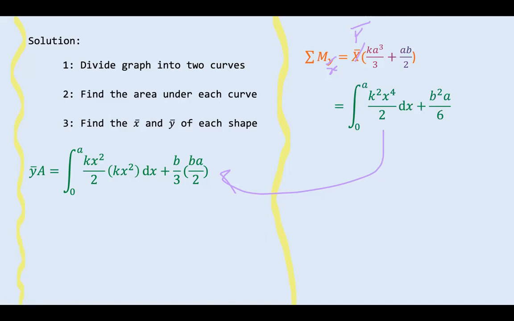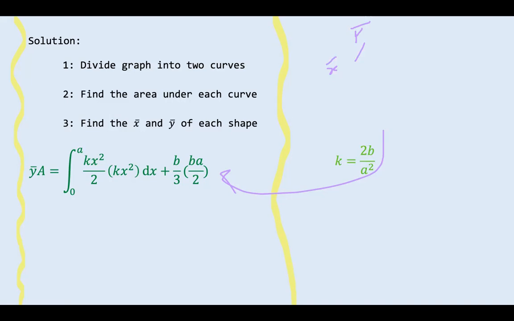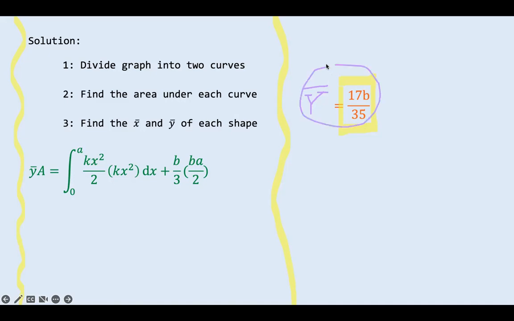But anyways, when we simplify down the equation, if we keep simplifying it down and plug in k, remember that k is equal to 2b over a squared, we should get that the y-coordinate of the centroid is equal to 17b over 35. That is our final answer.